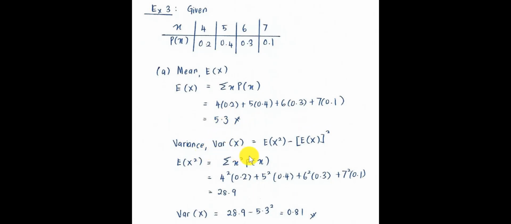For the variance, it is equal to E(X²) minus (E(X))². This is the formula of E(X²). That means your x square times the probability: 4 square times 0.2, 5 square times 0.4, 6 square times 0.3, and 7 square times 0.1. Then you get 28.9. So you have the value of E(X²), 28.9, minus E(X), the mean, squared. Then we get 0.81. So this is how you calculate the mean and also the variance of the population.